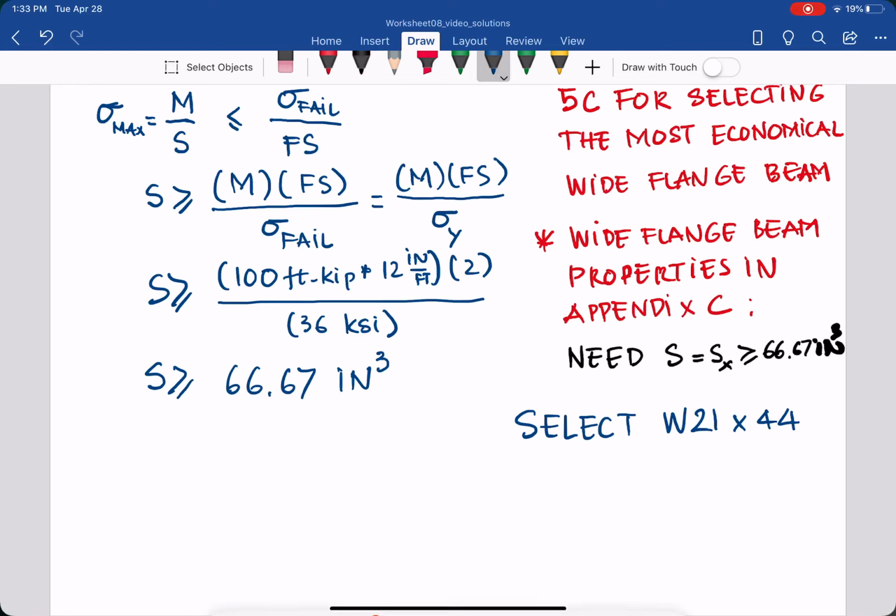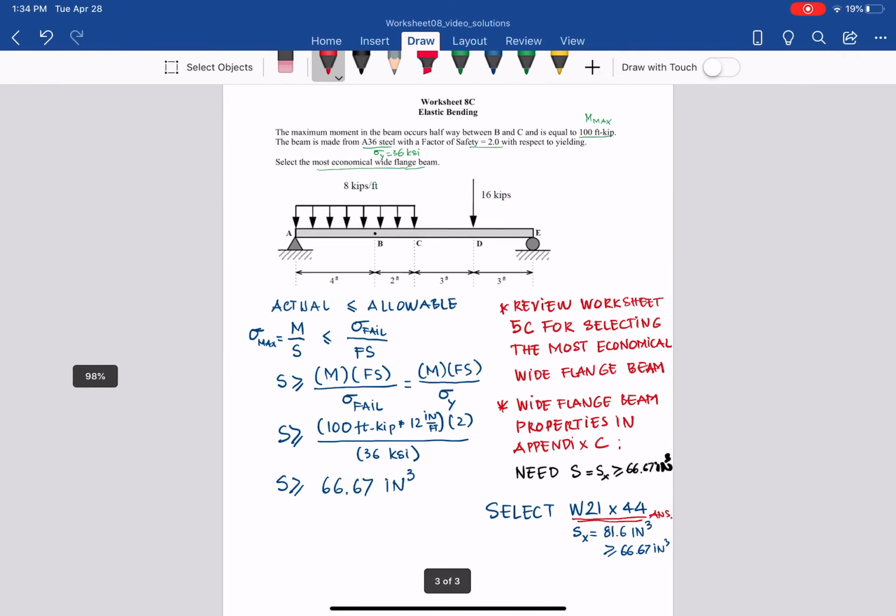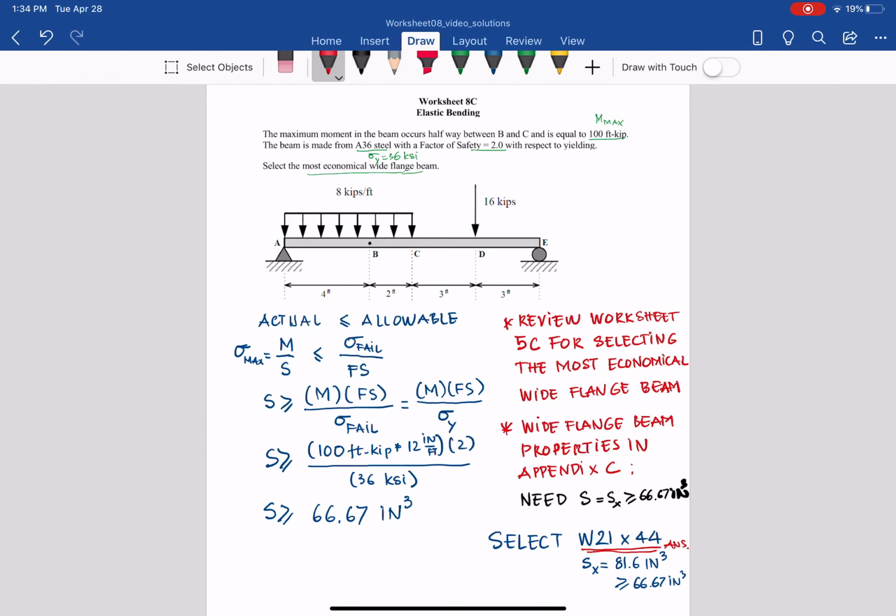SX equals 81.6 inches cubed. And of course, as you can see, it's greater than the 66.67 inches cubed that we want. So that's the answer. And again, if you are not sure how to select the most economical, review worksheet 5C, where we already did that. With that, we're done for worksheet 8C.